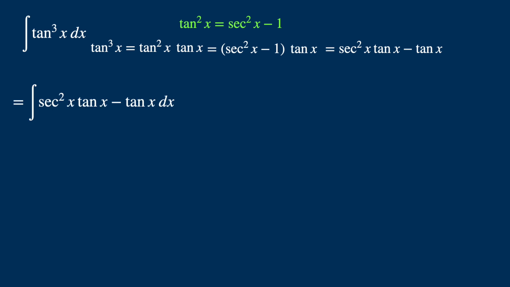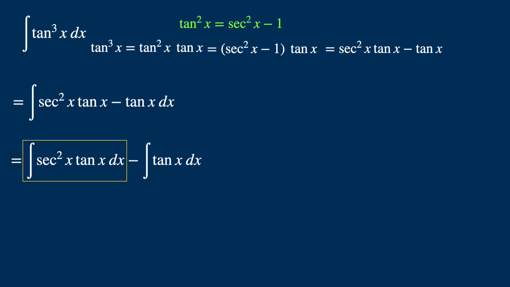Now, go back to integration: the integral of secant squared x tangent x minus tangent x dx. I separate the integration: the integral of secant squared x tangent x dx minus the integral of tangent x dx. You have to do two separate integrations. I'm going to do the first one, that's secant squared x tangent x dx. So which method are you going to use, guys? You should use u-sub. You let u be tangent x, because secant squared x is the even power. Then du is secant squared x dx.